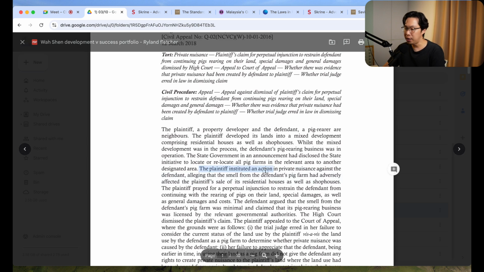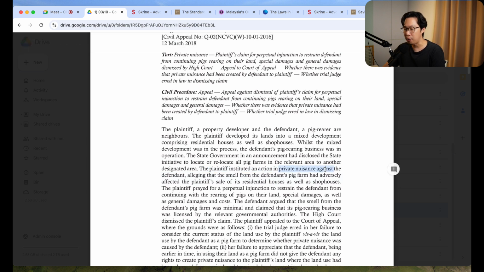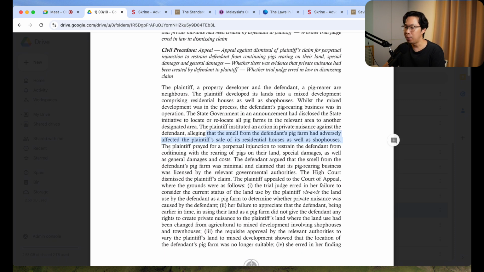The plaintiff instituted a private nuisance action against the defendant, alleging that the smell had adversely affected the plaintiff's sales. That's why I say this is also classified under Rylands v Fletcher, because the land by right should be a housing area, then he goes and rears pigs, and something escapes. What can escape? Smell escapes and can be smelled. The plaintiff prayed for an injunction to restrain the defendant from continuing, as well as general damages.